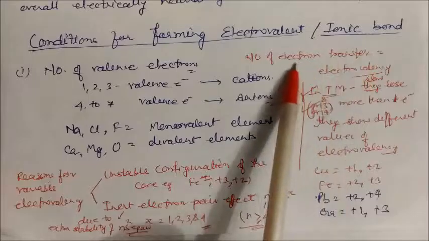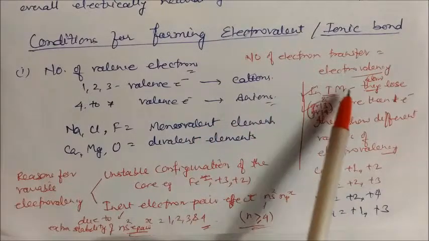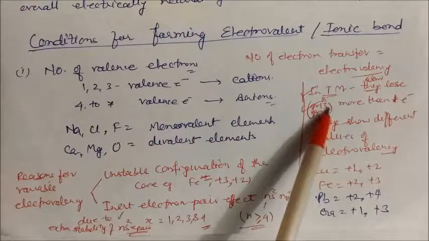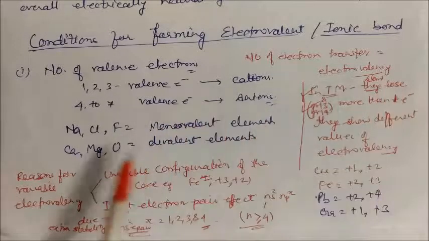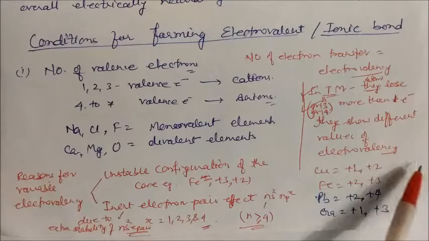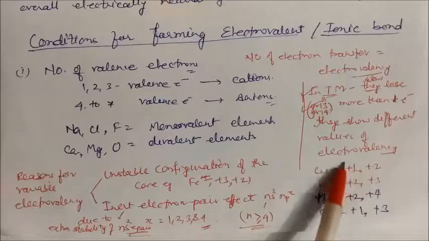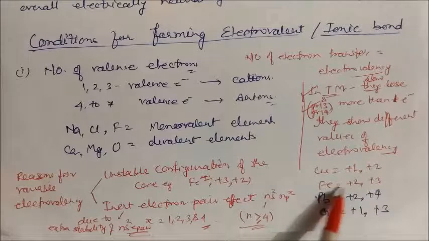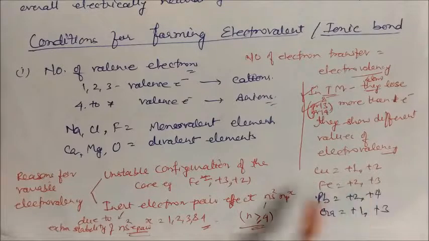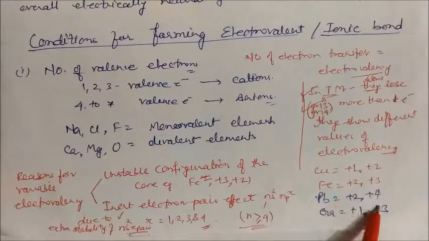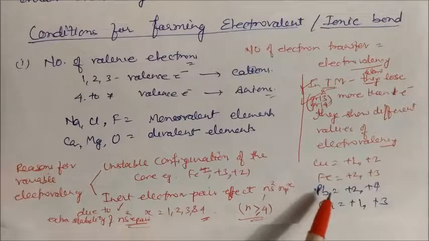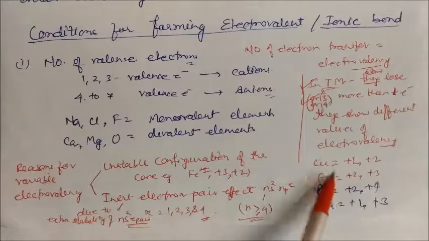The number of electrons transferred is called electrovalency. But transition metals lose more than one electron, and group 13 and 14 elements also lose more than one electron. So they show different values of electrovalency. The transition metal copper has +1 and +2 valency, while iron has +2 and +3 valency. Similarly, lead in group 14 has +2 and +4, and gallium in group 13 has +1 and +3. So different types of electrovalencies are also available for the metals.